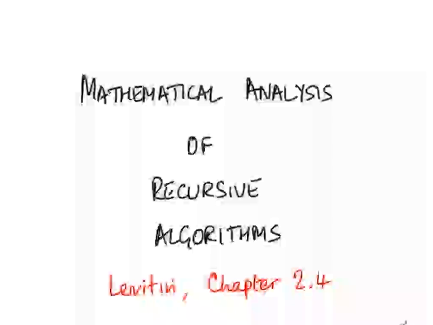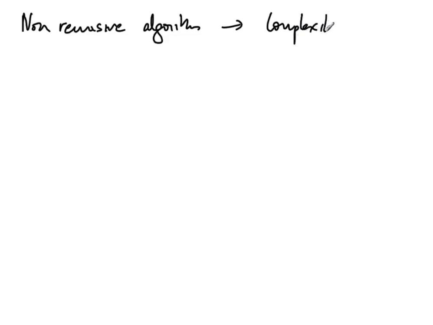Mathematical analysis of recursive algorithms. So what we saw last time was how to go from non-recursive algorithms, those which only had loops, to the complexity analysis of these algorithms. This time we're going to eliminate this simplifying assumption and look at recursive algorithms and their complexity.